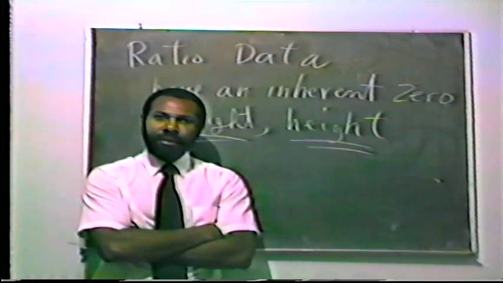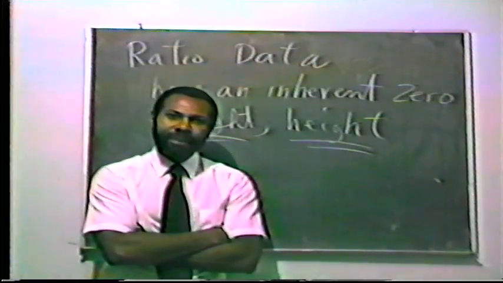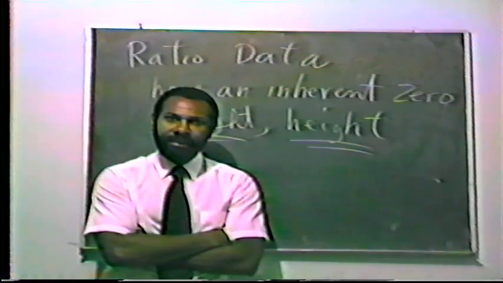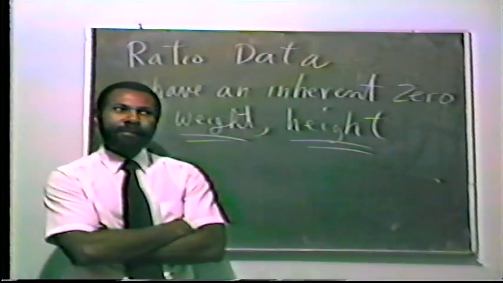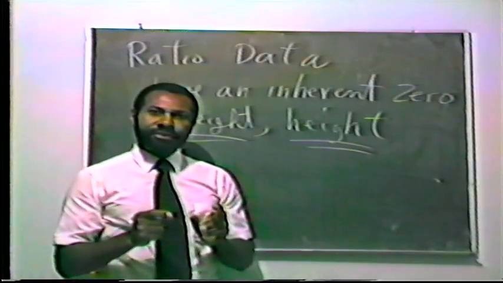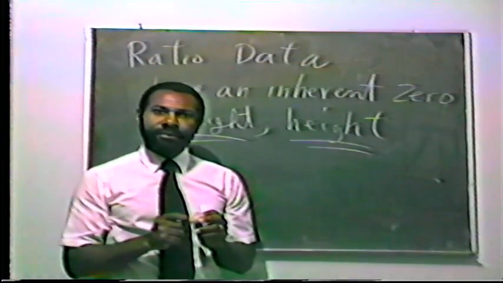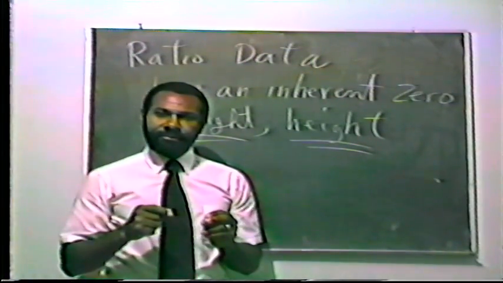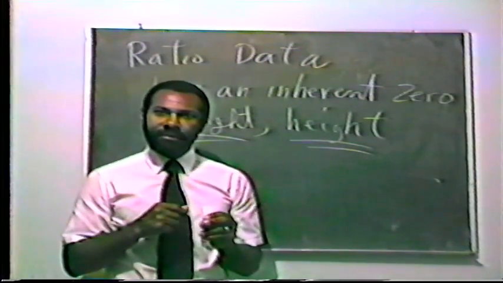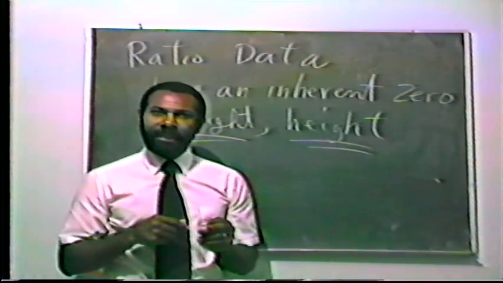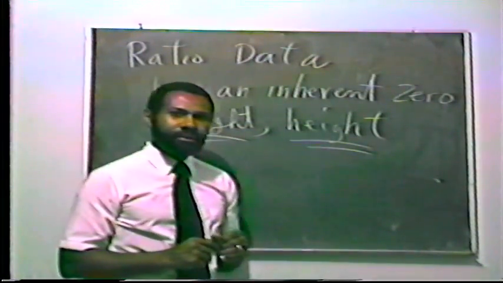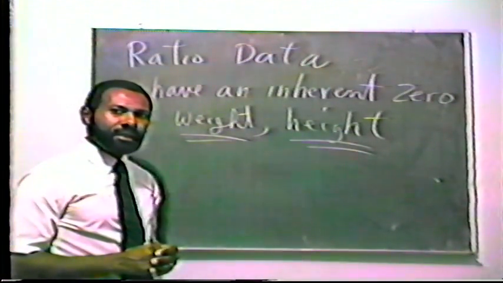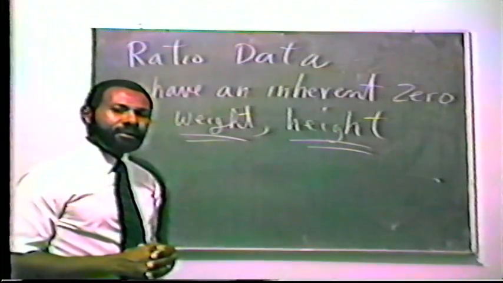For example, the weight of radioactive substances. It is an example of ratio data. The distance between the nucleus of an atom and the outer orbit, or the outer electron, or electronic orbit. There's the idea here of an inherent 0 in addition to the properties of the lower levels of data.